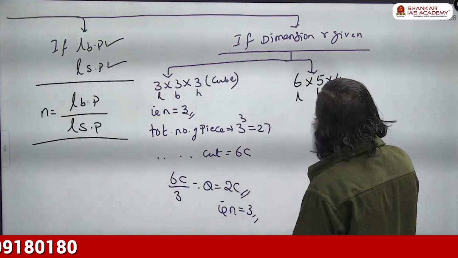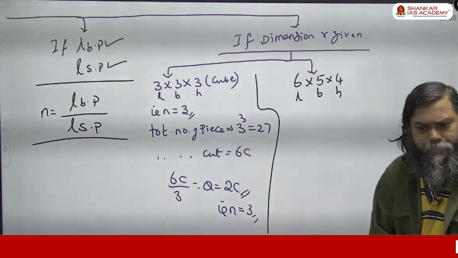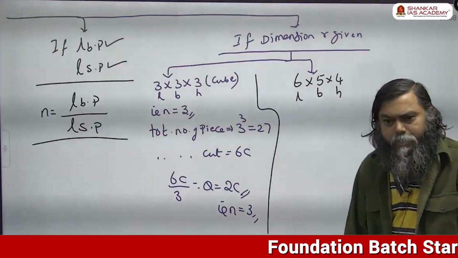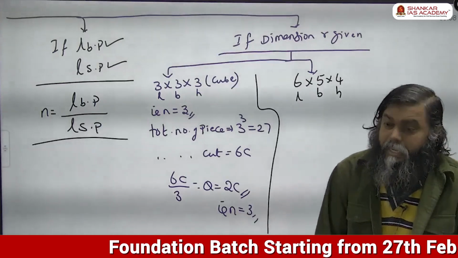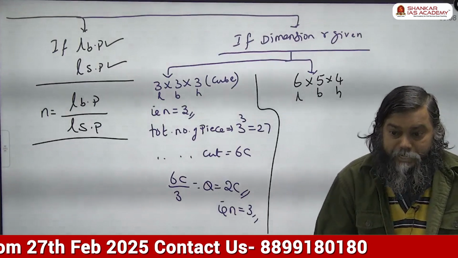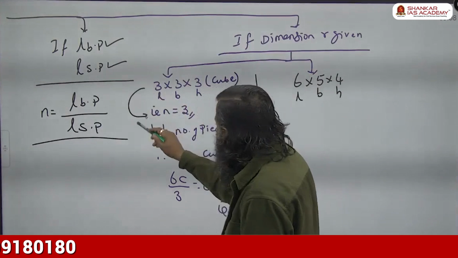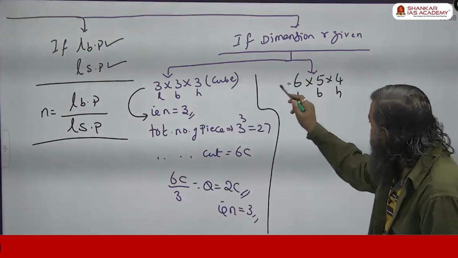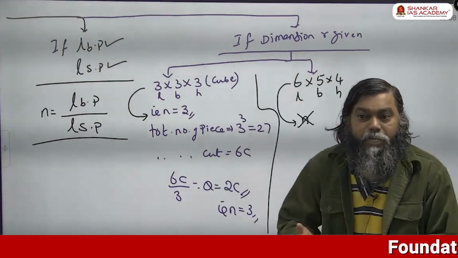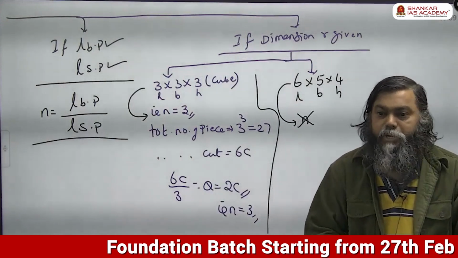Cube or cuboid? Cuboid. Why are you saying cuboid? They are not equal numbers of pieces. Length, how many pieces? Breadth, height. That means each side how many pieces? We are not able to generalize it. That means if it is a cube, from the dimension we can generalize the n value. If it is a cuboid, from the dimension we cannot generalize the n value. Are you understood or not?